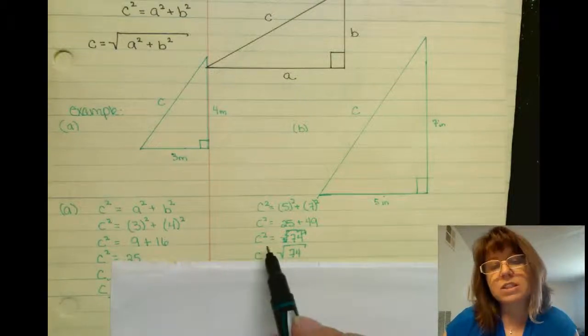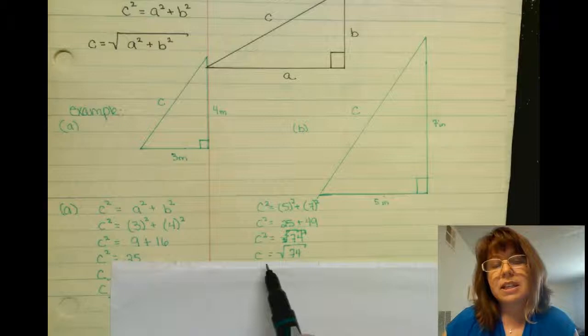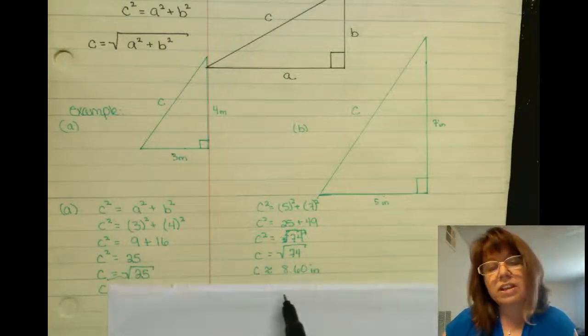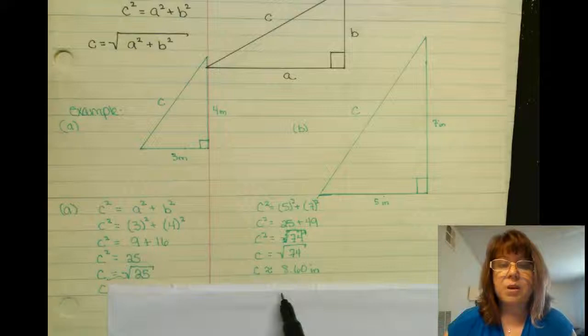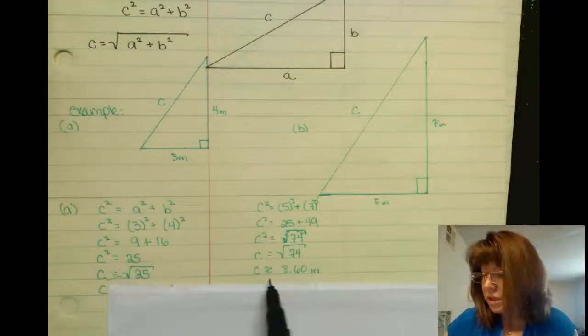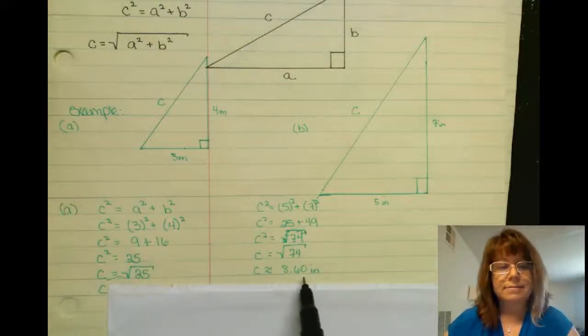But we don't want to know what C squared is. So we take the square root of both sides. C equals the square root of 74. We're going to plug that into the calculator and get an approximation, because remember, 74 is not a perfect square, so we're not going to get a perfect number coming out. But we'll get a good approximation. So C will be approximately 8.6 inches.